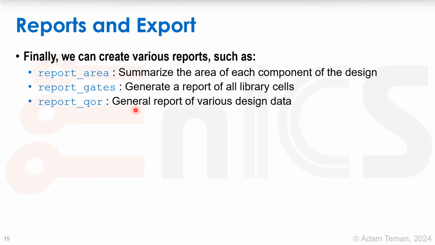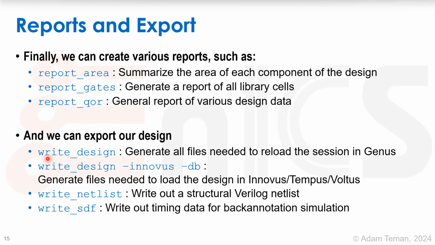So other than timing reports, we have a lot of other reports. One of them would be report area that summarizes the area of each component of the design. Report gates will generate a report of all library cells. Report QOR is a general report of various design data. And once we've done that, we can export our design, which is write design. That generates all the files needed to reload the session in Genus.